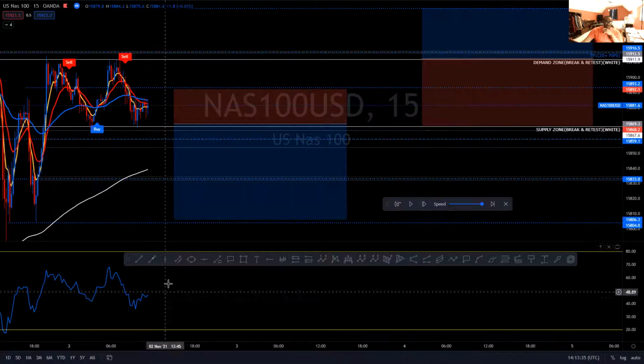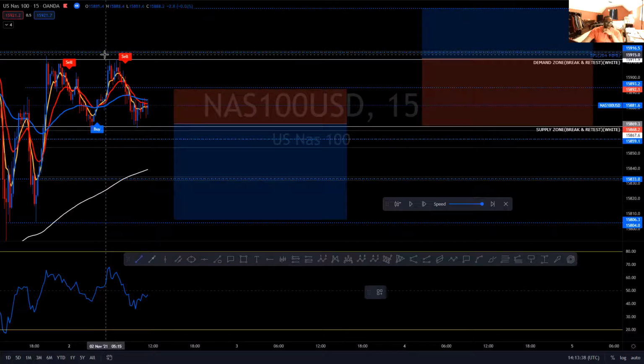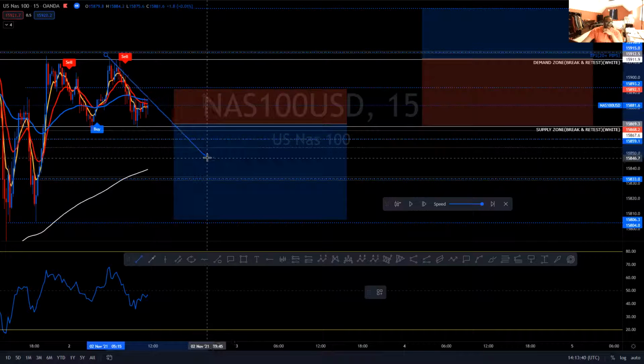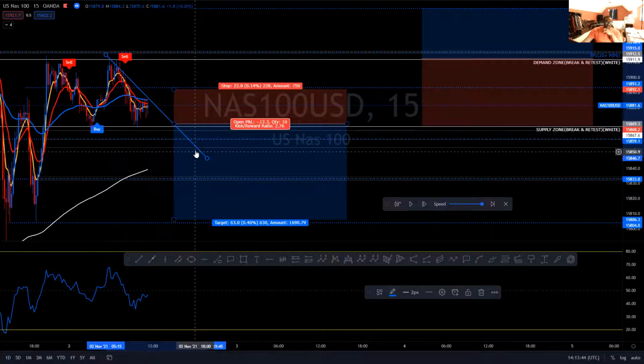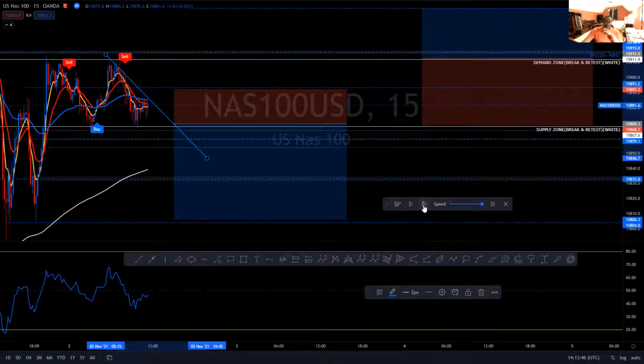So ultimately, I did draw a trend line here just in case, because at first I thought price was going to start selling. So I drew a trend line here. Let's see how price goes. I'm just going to go with you on what price did and what I ultimately did, and how I ultimately bought up.